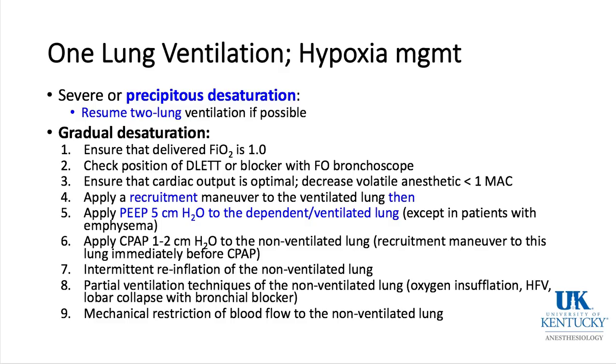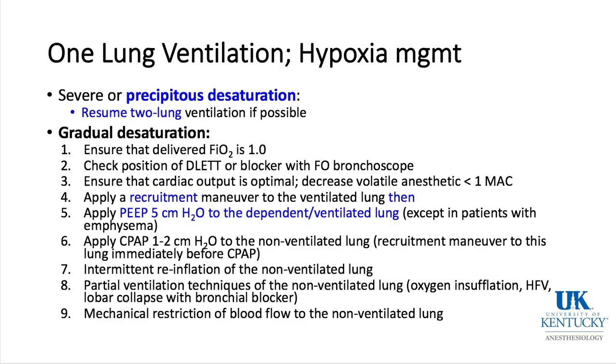Let's say that you put your double lumen tube down, your saturation starts out at 98%, you go to one lung ventilation, it's 96%, then 94%, then 91%. Now it's starting to get into the critical range, you're in the high 80s, and you're thinking, what can I do next? One, ensure that you're delivering 100% FiO2. Two, check the position of the double lumen endotracheal tube: put your fiber optic scope down and make sure it's positioned properly and hasn't moved.